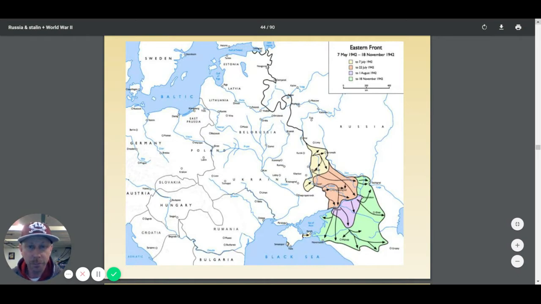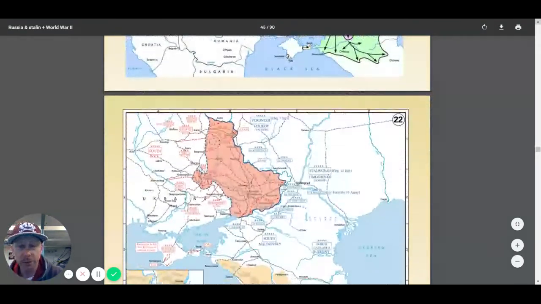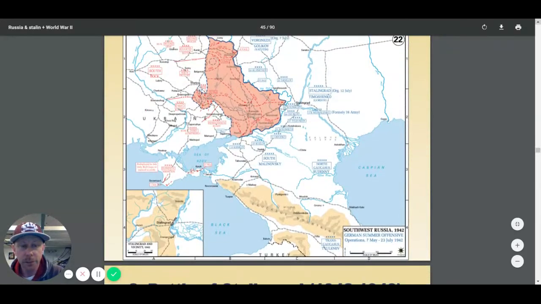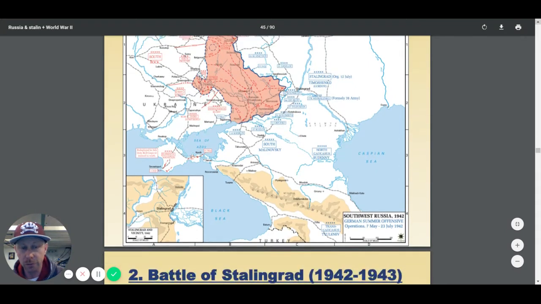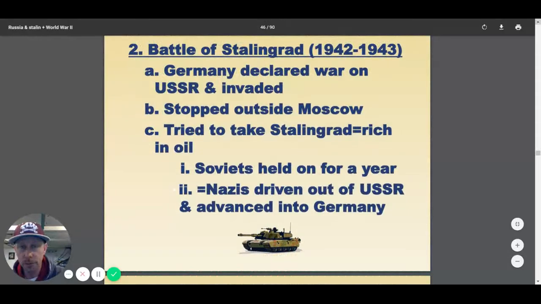And here's some maps of some of the battles and wars that you see here on the Eastern Front. Another map here showing Southwest Russia when we had the German offensive in 1942, which we're going to talk about now. So the Battle of Stalingrad, 1942-1943.